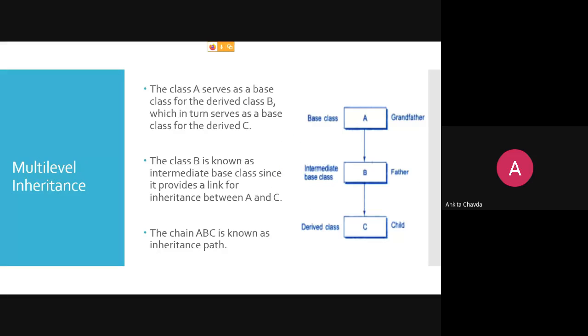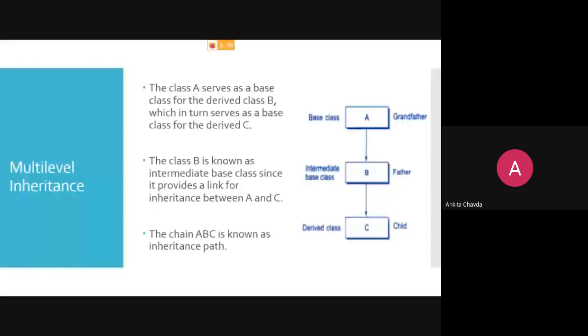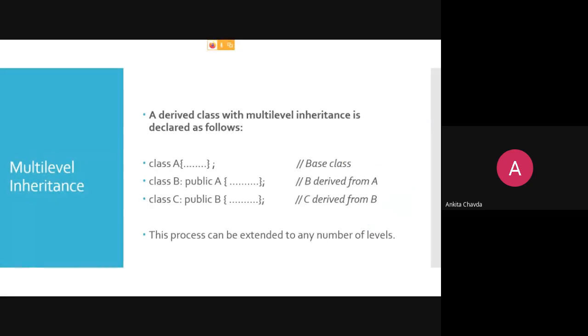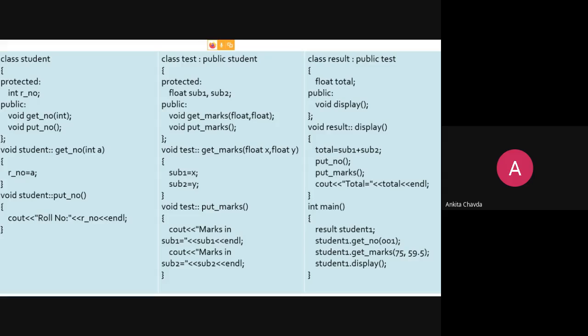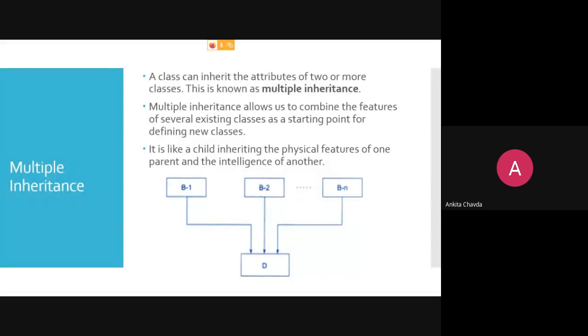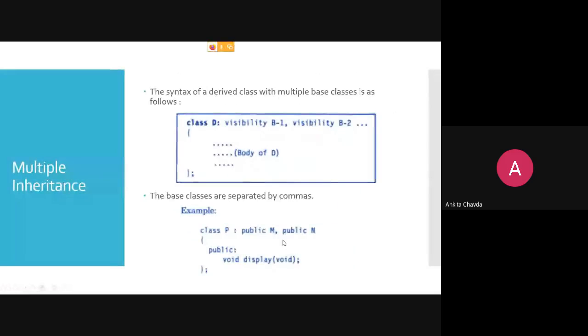We have seen what multi-level inheritance is, and we have seen an example of it. Then the multiple inheritance that we have seen, where we have more than one parent class. This is the syntax: we can use a comma to separate the two different parent classes, and this is how we can do this.